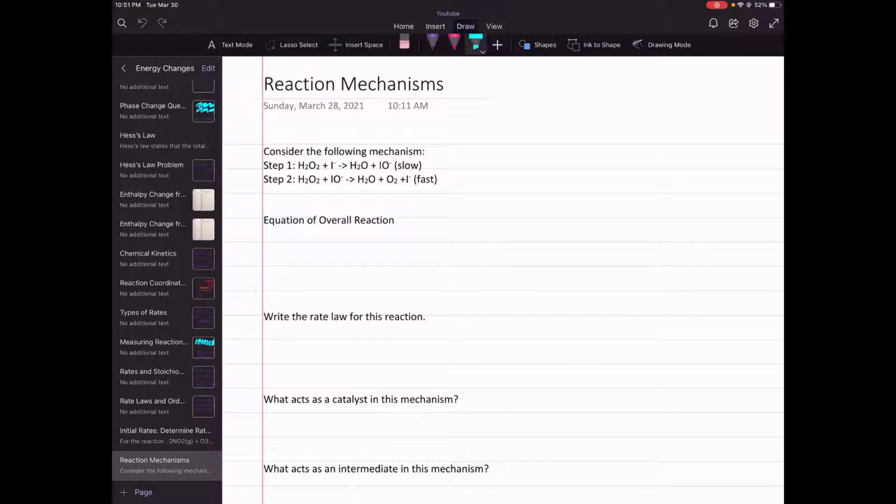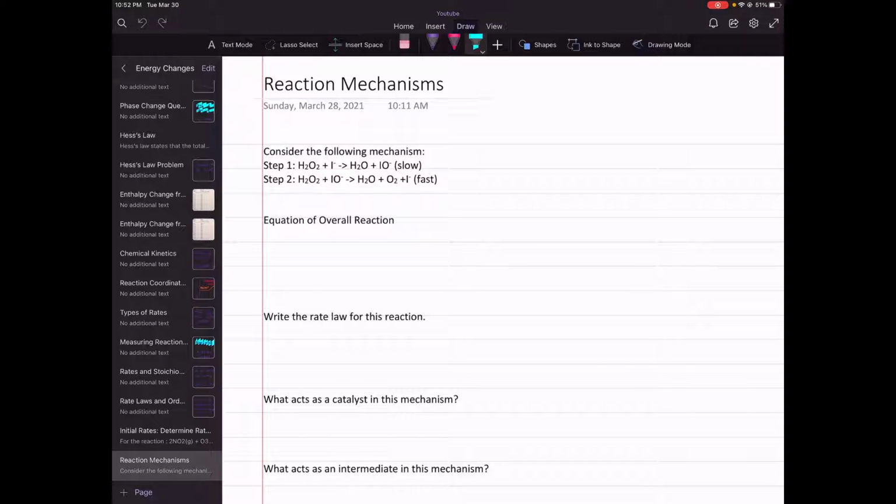When a reaction mechanism is given, it is trying to tell us how reactants going through elementary steps are converting into products. In this case, they have given us a reaction mechanism which involves two steps. The first step, H2O2 plus I minus ion, forms water and IO minus ion, and they have indicated that this is a slow step. That means this is the part that takes the longest in the reaction. Step 2 is considered the fast step, and H2O2 plus IO minus will form H2O2 and I minus.